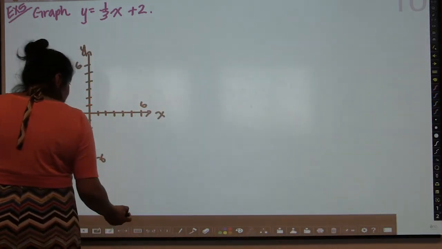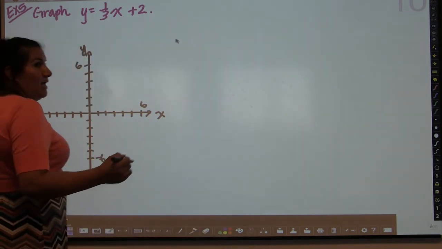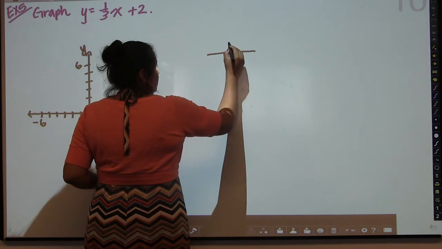All right, so this is not standard form, so we can't really use x and y intercepts, but we can make a table of values.